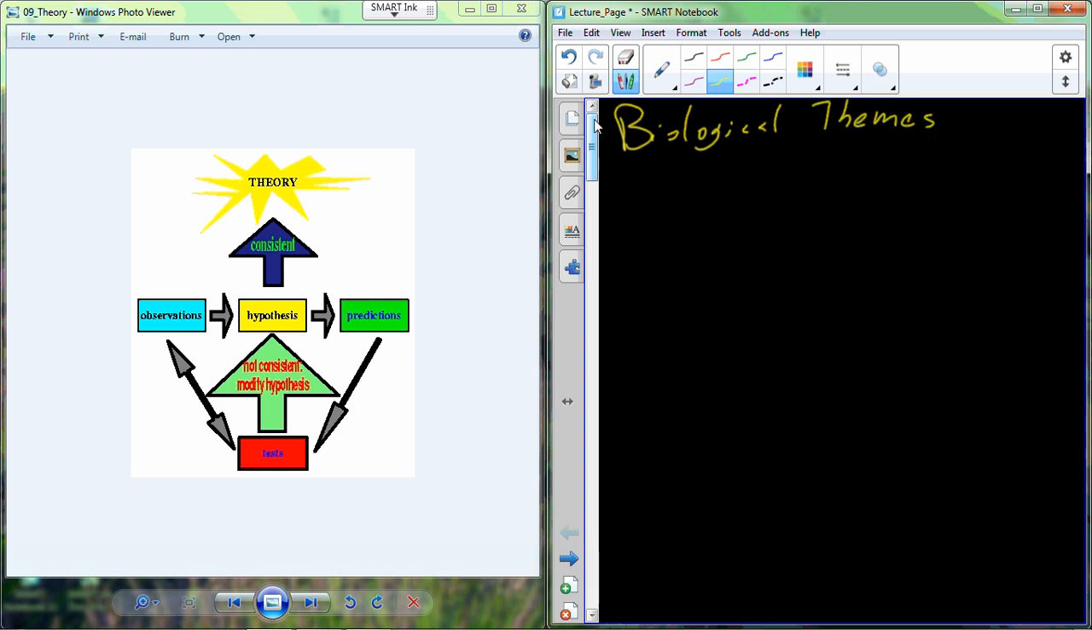Okay, so biological themes. To start, I'm not going to give you a definition right away of biological themes. I'm going to explain why we need biological themes first, and then we're going to get into the definition and the practicality of biological themes.